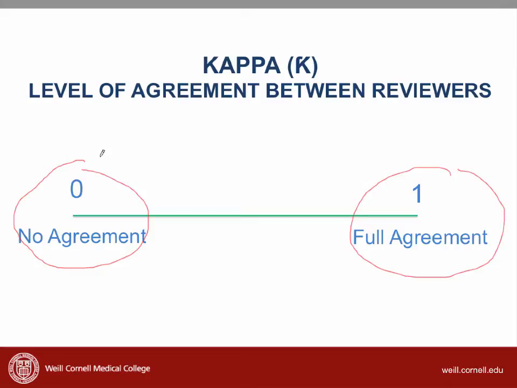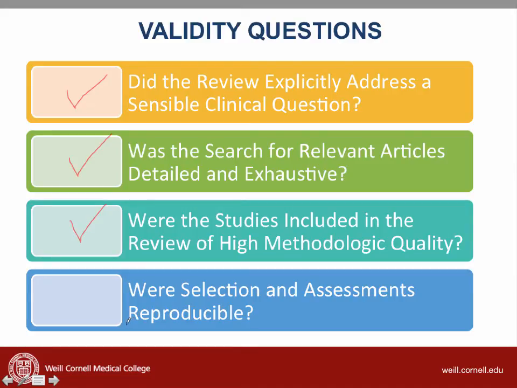The authors of this article do not report a kappa score for the different stages of the review, so it's unclear how much agreement there was about inclusion and exclusion. They do write that 2 reviewers rated the quality of each article, and a 3rd reviewer decided if there was no consensus between those reviewers. Going back to our questions, it's unclear to me whether the selection was truly reproducible, so I'll give this one a question mark. Now that we've completed the validity checklist, let's pull everything together.